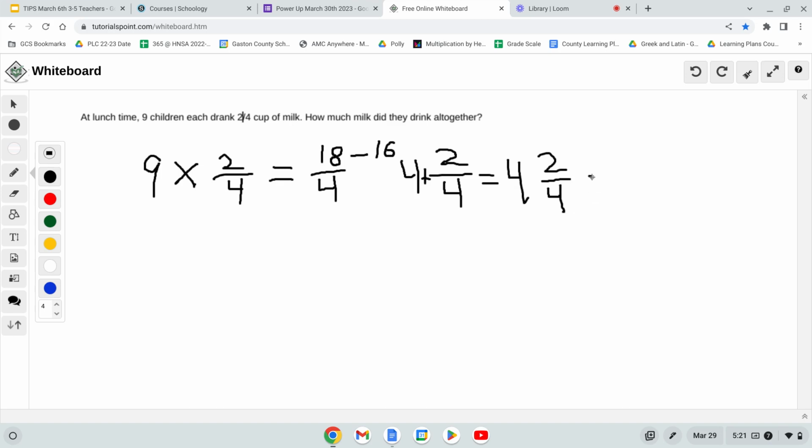And if you wanted to put it in simplest form, 2/4 is the same as 1/2. So altogether, the kids drank 4 cups and 1/2 cup. And that's the answer. 4 and 1/2 cups of milk is what those kids drank altogether.